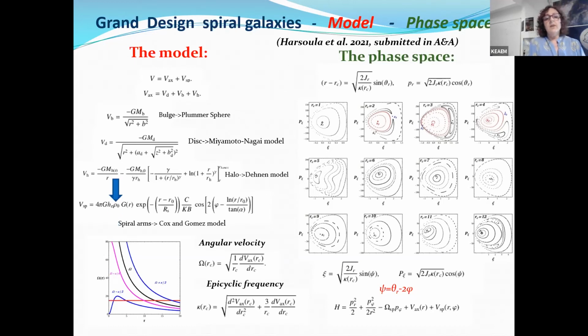So we have some free parameters in our problem, which are the amplitude of the perturbation, the pattern speed of the spiral arms, and the pitch angle of the spirals. And we want to find some correlations between them.